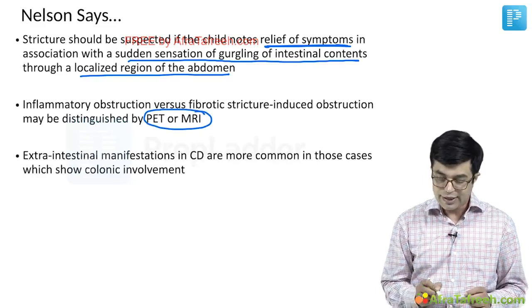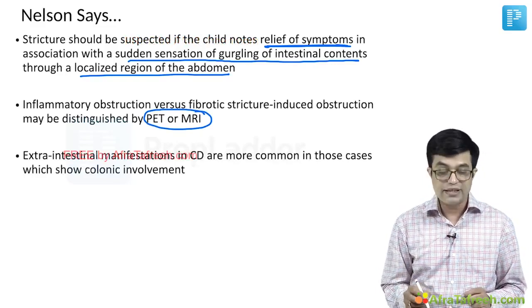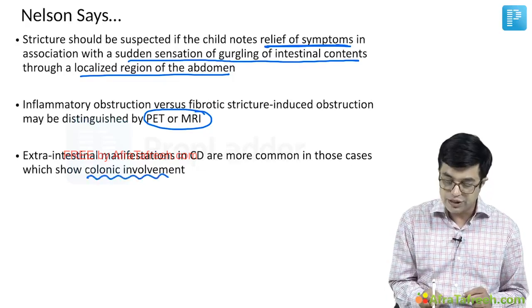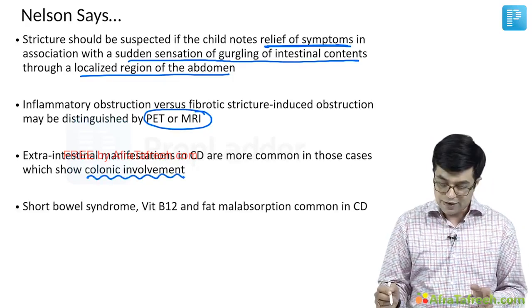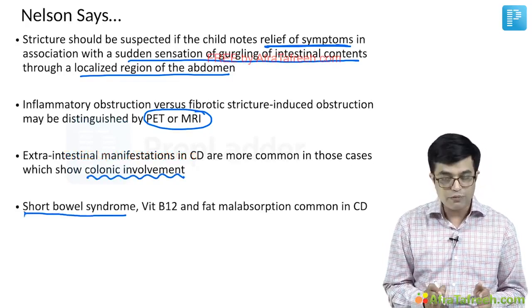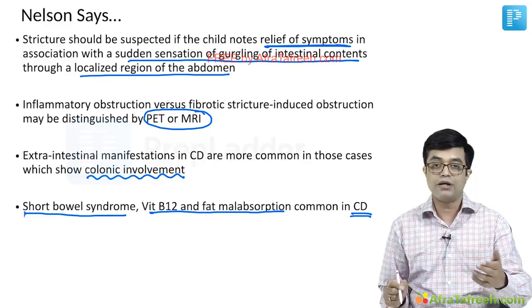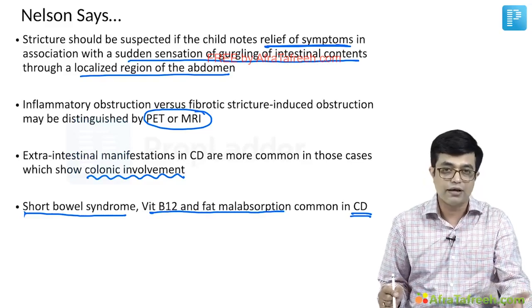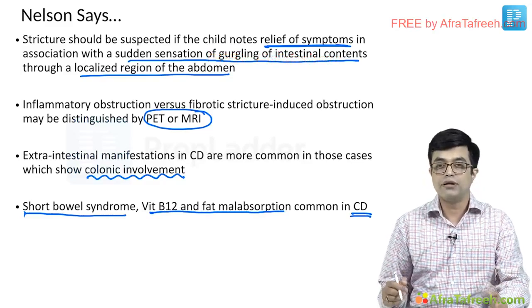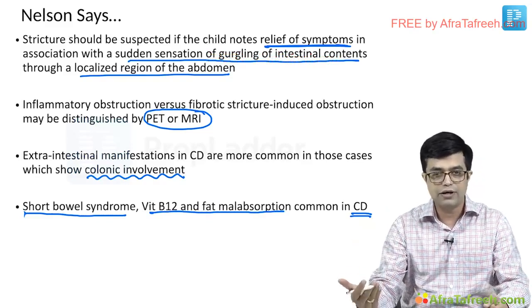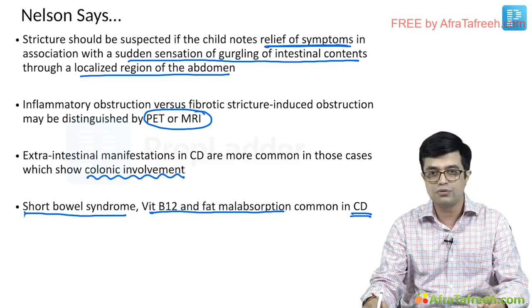The third thing is extraintestinal manifestations in Crohn's disease are more common in those cases where colonic involvement is seen, right? And finally, complications like short bowel syndrome, B12 and fat malabsorption are common in Crohn's disease compared to ulcerative colitis. The reason is very clear. Malabsorptive features are more common because it is involving the ileal region.